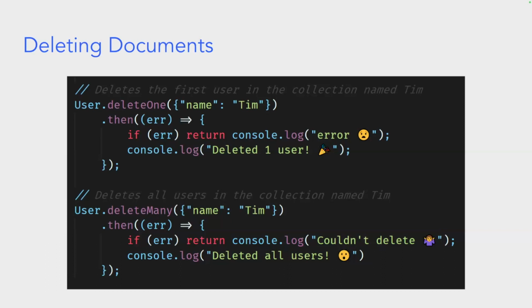And again, deleteOne returns a promise because writing to a file is expensive and network communication is expensive. So we want to be able to do other things while waiting.